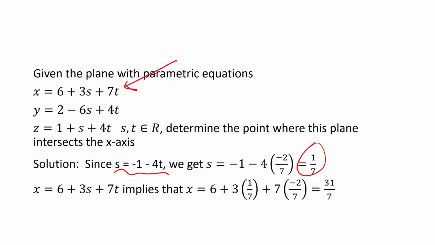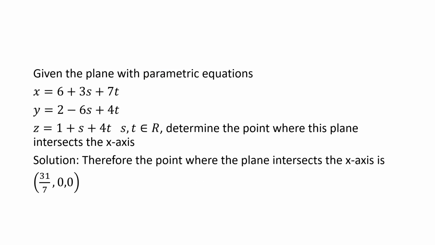We take those values and plug them into x. When we do that, we get x equal to 31/7. And remember, y and z are already known to be 0, so the point where the plane intersects the x-axis is the point 31/7, 0, 0.